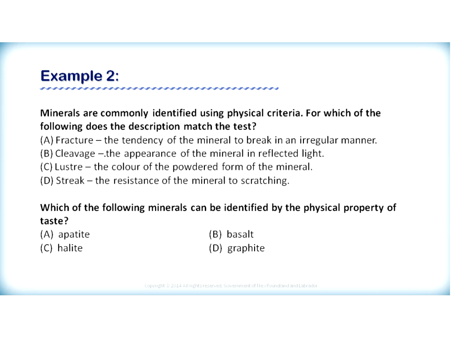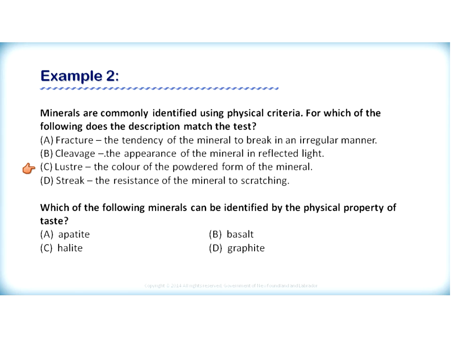Example number 2. First question reads, minerals are commonly identified using physical criteria. For which of the following does the description match the test? Our choices are as follows. A, fracture, is the tendency of a mineral to break in an irregular manner. B reads, cleavage is the appearance of a mineral in reflected light. But we've previously discussed that the appearance of a mineral in reflected light is luster.